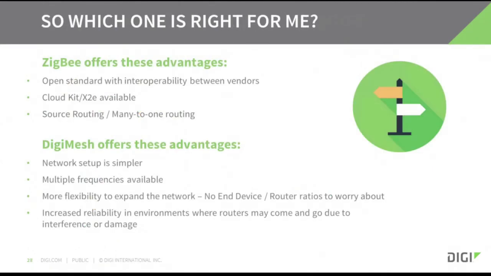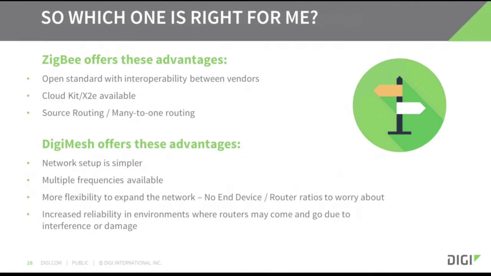So once you understand these differences, you get down to decision time, and you're not sure which way to go. Here's a summary of the advantages of each. First and foremost, ZigBee is an open standard, and another great advantage of ZigBee is we've got a fantastic cloud kit, the XBee ZigBee Cloud Kit, that is a very rapid way to do a proof of concept end-to-end solution with a cloud-based solution.